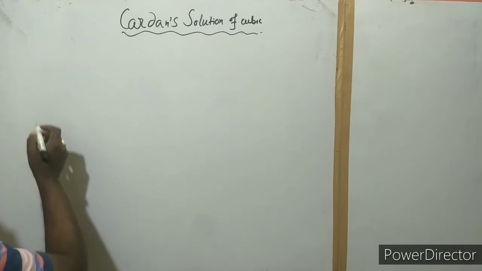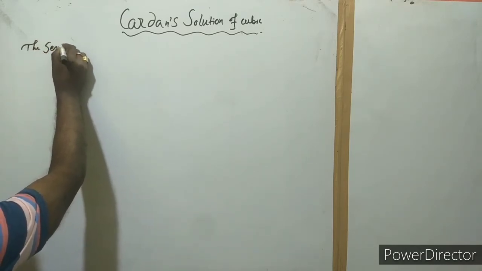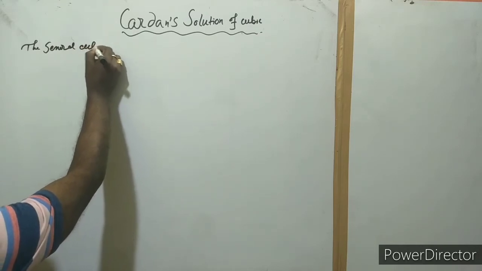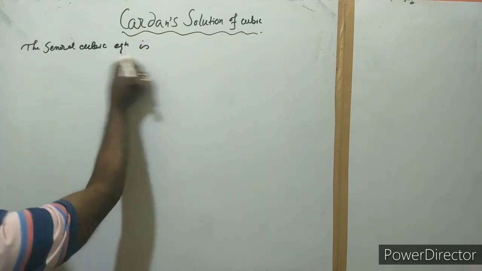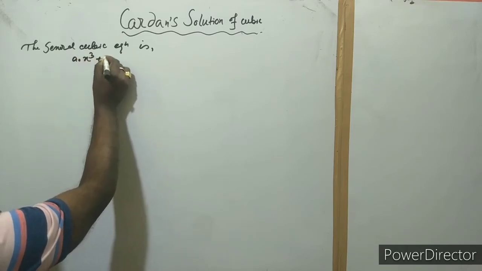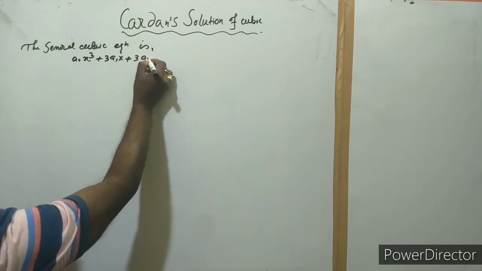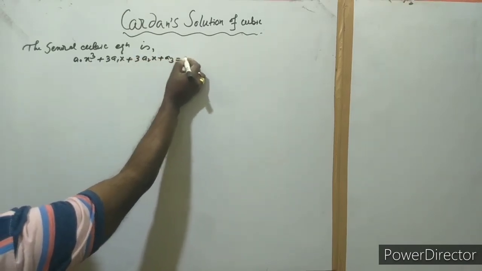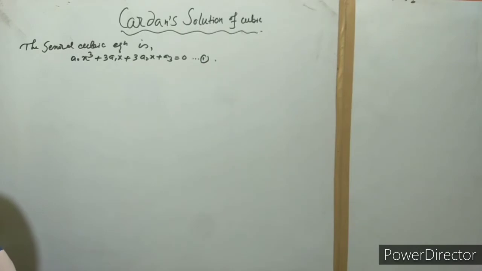Let us consider the general cubic equation: a naught x cube plus 3a1 x squared plus 3a2 x plus a3 equal to 0. This is equation number 1, and this equation transfers to a standard cubic.